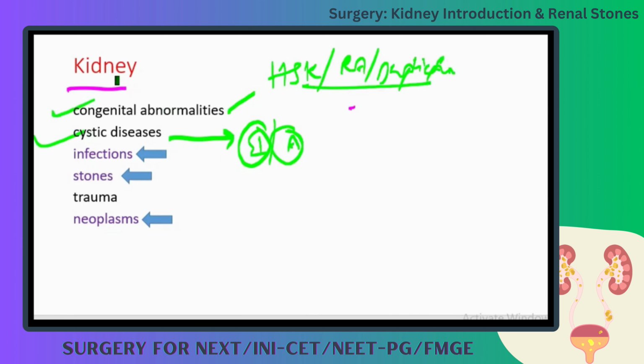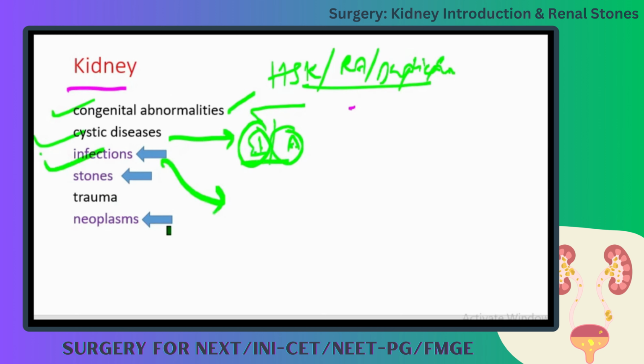They are present from birth. Horseshoe kidney, renal agenesis: the kidney is absent, unilateral or bilateral, or it may be duplication. Sometimes the single kidney will be duplicated into two prongs, an upper part and a lower part. That is duplication. Cystic diseases are infantile and adult.